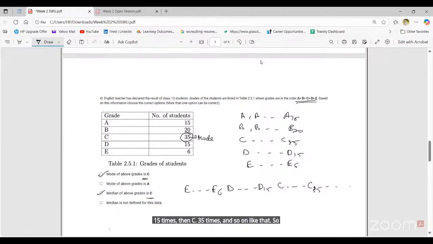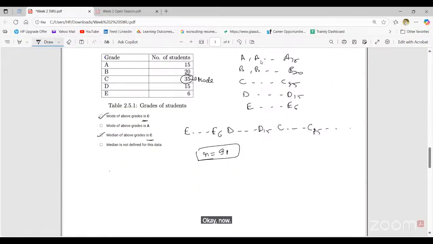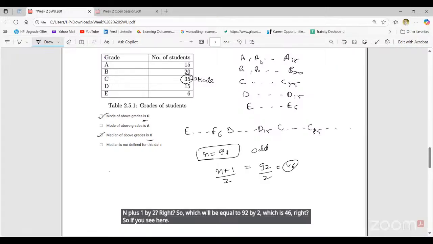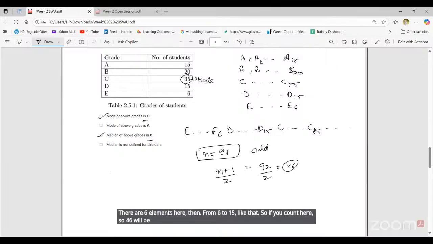So in total, how many grades do we have? In total, we have 91. Correct? Okay. Now, this is an odd case, so for the odd case, it will be what? N plus 1 by 2, right? Which will be equal to 92 by 2, which is 46, right? So if you see here, there are 6 elements here. Then from 6 to 15, like that. So if you count here, 46 will be around here, correct? In the C.